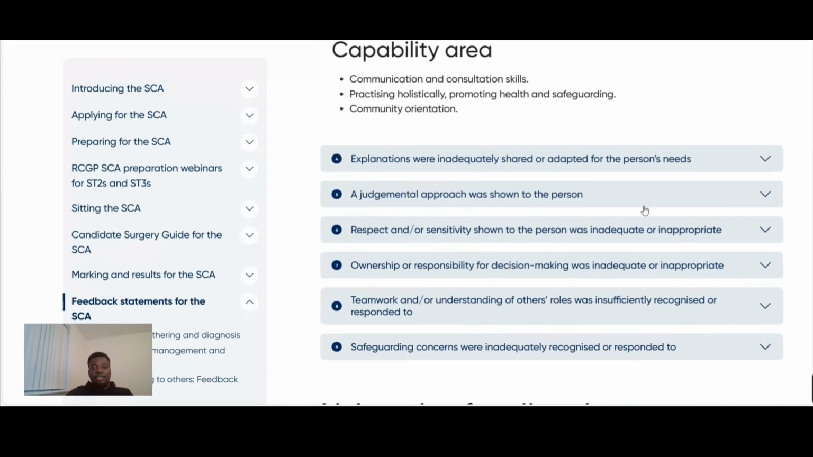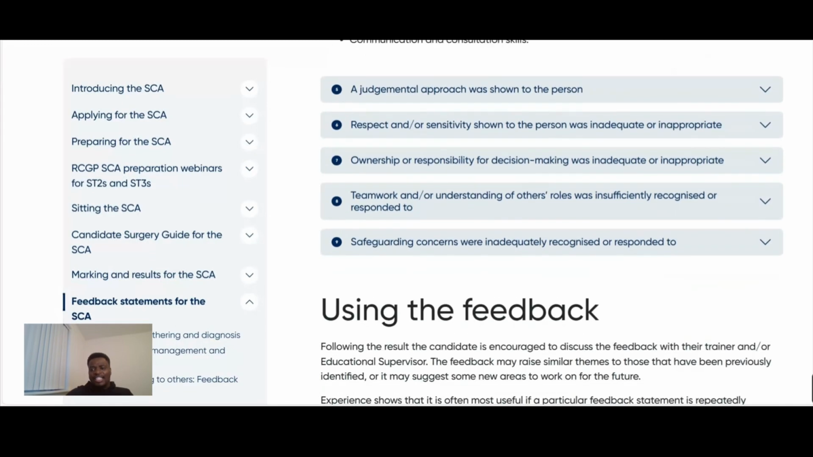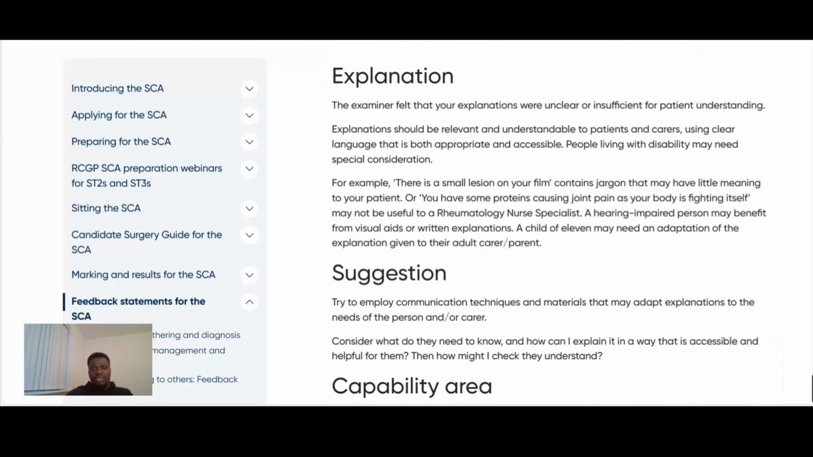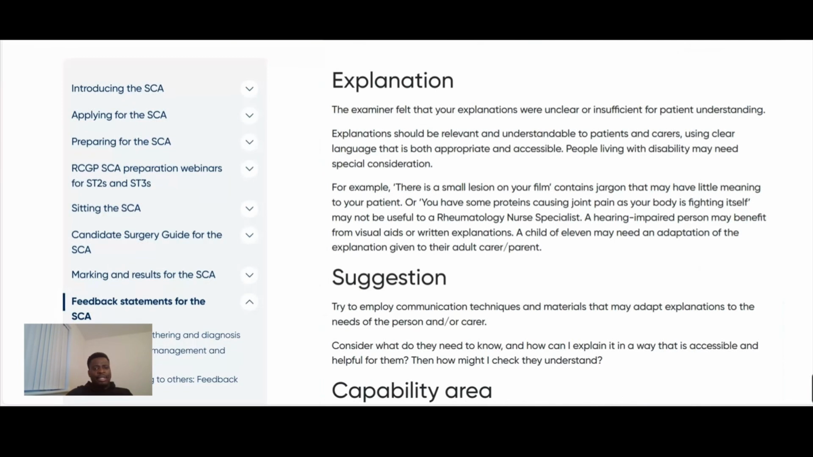Next one is that the explanation was inadequately shared or adapted for the patient's needs. One of the commonest things that happen in here is the use of jargon. "This lesion is nothing important." The patient does not understand what you mean by lesion. And one of the things I always encourage my friends to do really is to list out all major conditions and look at how to explain them in simple English. It's something that comes like, oh, it's so easy, but it's actually so difficult.